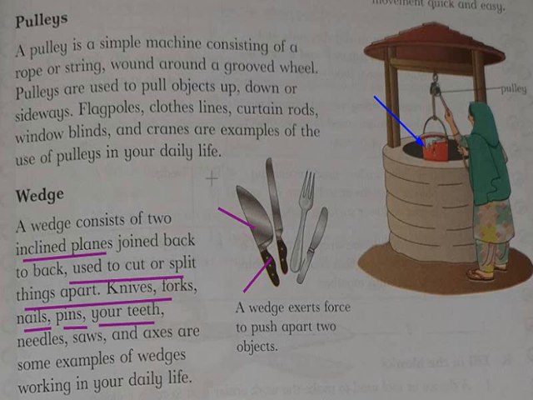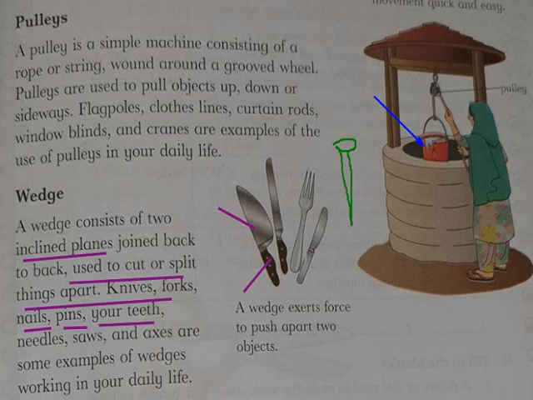You know nails. What is a nail? Nail is like this. Have you seen a nail? This is the shape of the nail. So this is an inclined plane, and again a wedge is two inclined planes which are attached to each other. Okay, needles, saws and axes are all examples of wedges with which we work in our daily life.